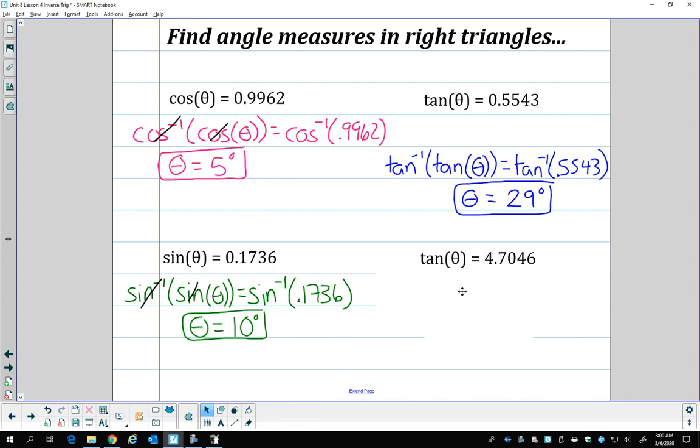So I want you to go ahead and pause here. Try this one if you have a calculator at home. I believe if you turn your phone to the side, you should be able to get your trig functions and even your inverse trig functions.